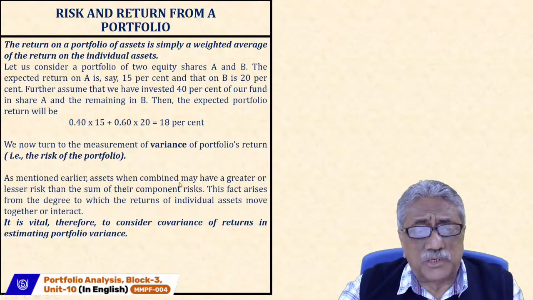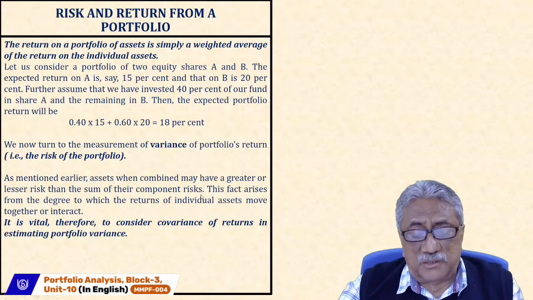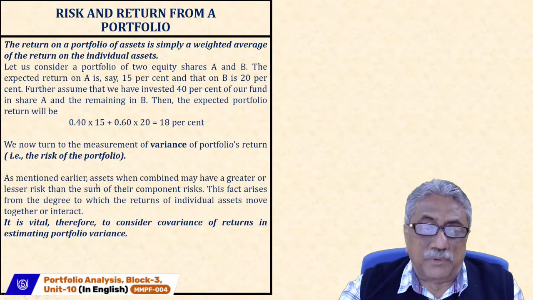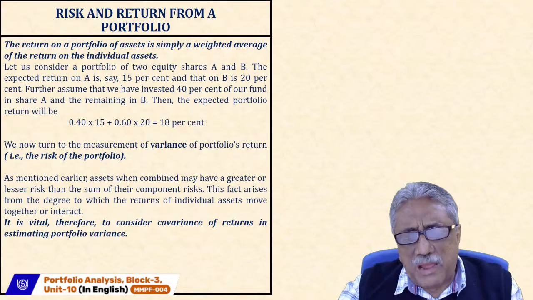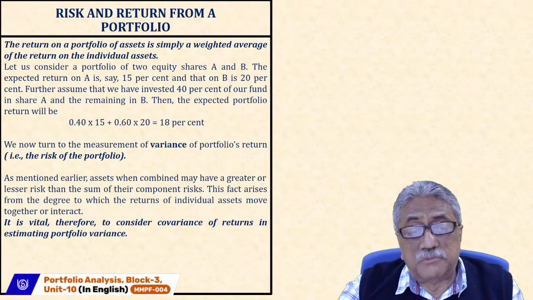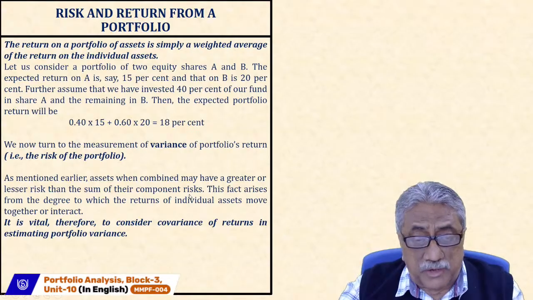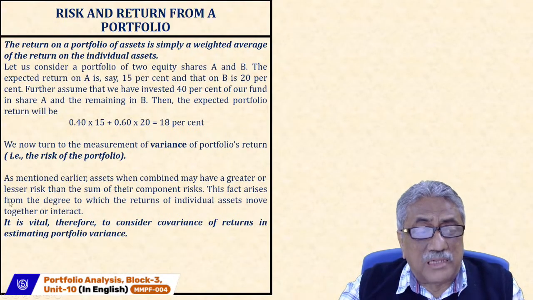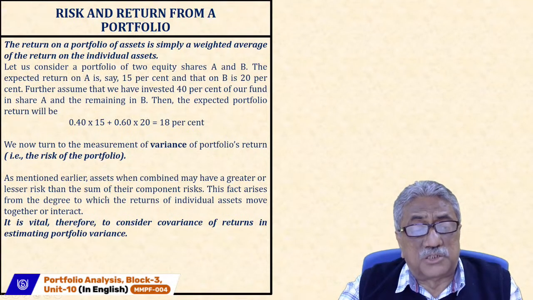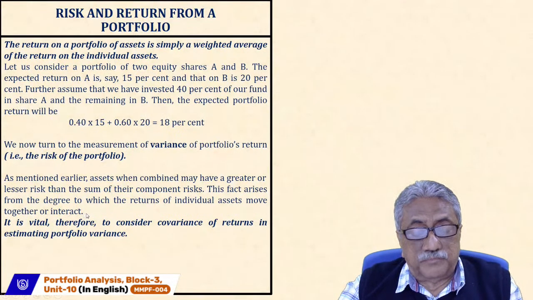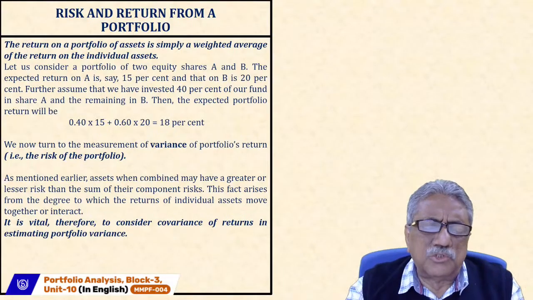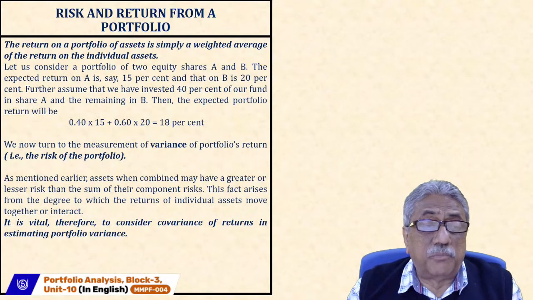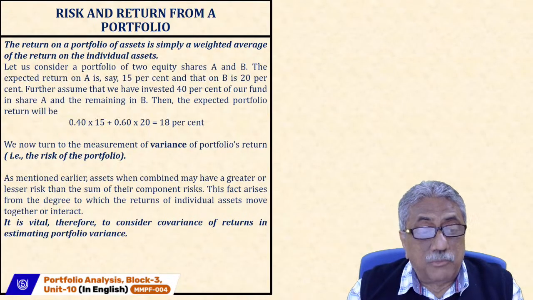As mentioned earlier, assets when combined may have a greater or lesser risk than some of their component risks. Suppose I am taking Tata Steel and Larsen & Toubro, both the same type of risk, then when the time is good, they give a better return. When time is bad, both give a bad return. This fact arises from the degree to which returns of individual assets move together or interact. It is just what I was saying: if one goes one side, the other goes the other side, perhaps that is beneficial for me to get an overall return. I am not in too much risk.